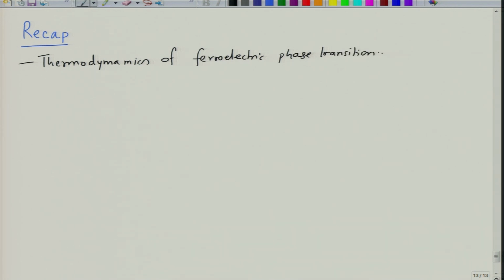And for that we took a free energy expression and we wrote it in terms of just the polarization. So, it was given as 1/2 A P squared plus 1/4 B P^4 plus 1/6 C P^6 and so on and so forth, minus E P. And then we wanted to minimize this free energy with respect to polarization. So, for that we considered two conditions.